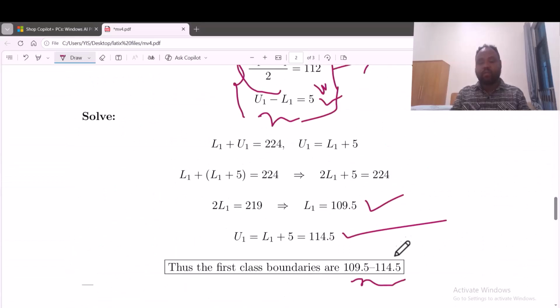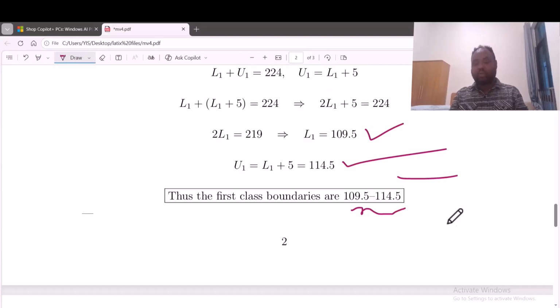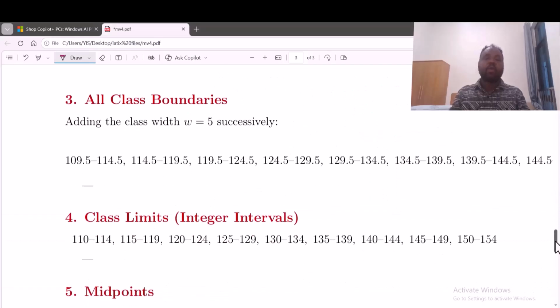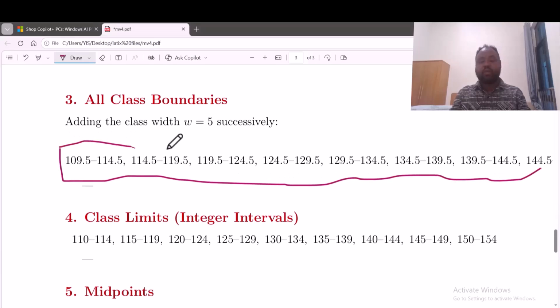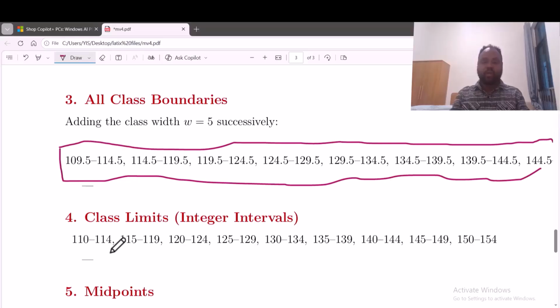Once this is obtained, the next is easy. We add 5 to this number, and add this 5 to the upper class boundary of that class to obtain the next lower class boundary and the next upper class boundary of the second class. So the class boundaries are obtained in this form. This is class 1, this is the second class, this one is the third, this one is the fourth, and this one is the ninth.